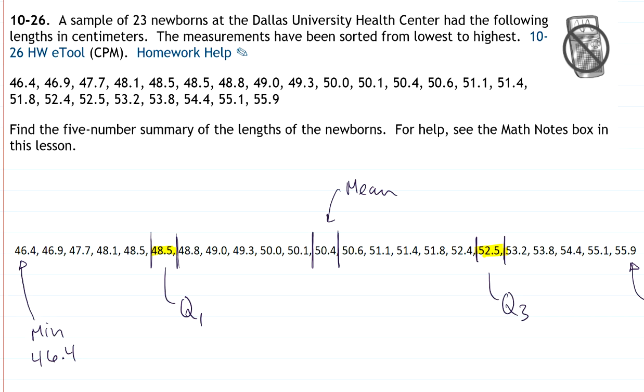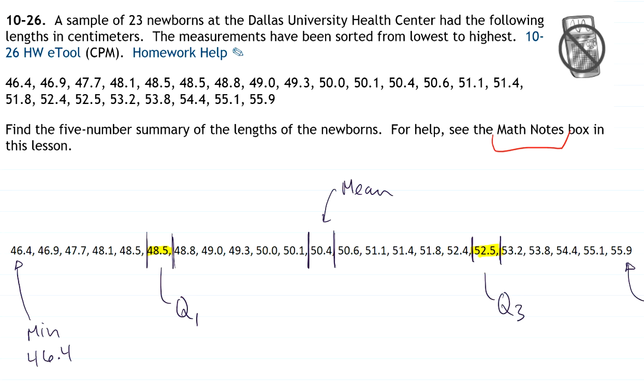A sample of 23 newborns at the Dallas University Health Center had the following lengths in centimeters. The measurements have been sorted for you from lowest to highest, and what we're asked to find is the 5-number summary of the lengths of the newborns. And they do suggest reading the math notes section.